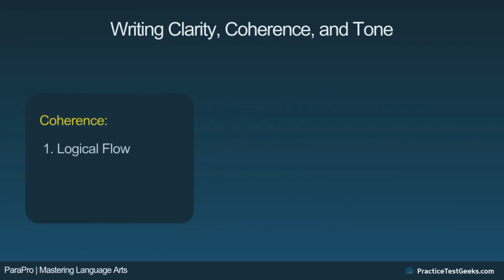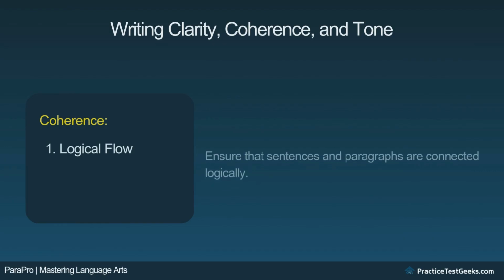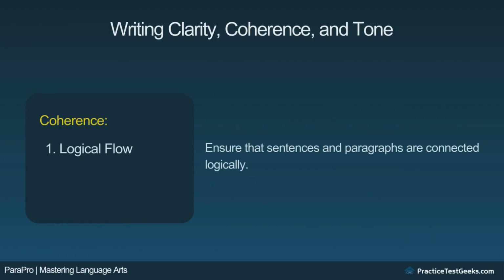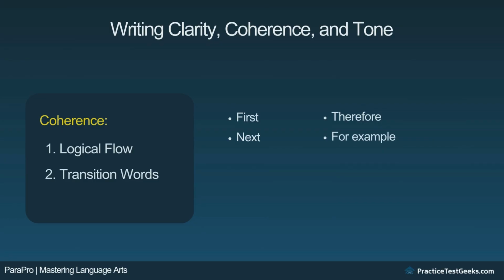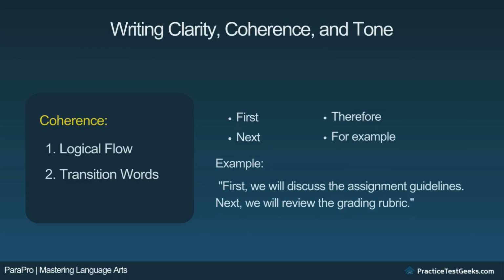Coherence. 1. Logical flow. Ensure that sentences and paragraphs are connected logically. 2. Transition words. Use words like first, next, therefore, and for example to guide the reader through your argument. Example. First, we will discuss the assignment guidelines. Next, we will review the grading rubric.